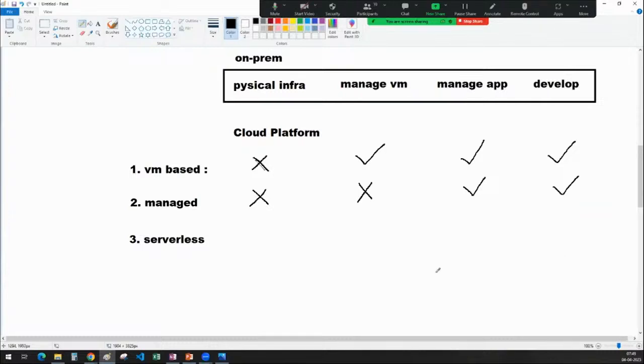Okay, and if you go to the serverless platforms, the name itself is saying, you need not worry about the physical infrastructure, you need not worry about virtual machines, you need not worry about a platform. Managing the application is nothing but managing the platform, guys. You need not worry about a platform, you can directly go for the development. This is what the cloud platforms are doing, the best thing for us, because they are taking care of a lot of burden from us.